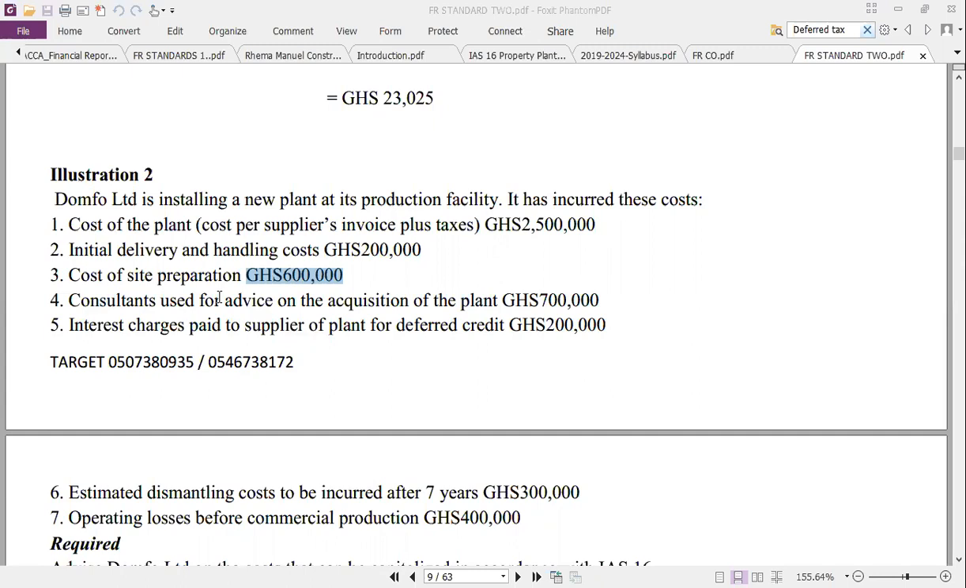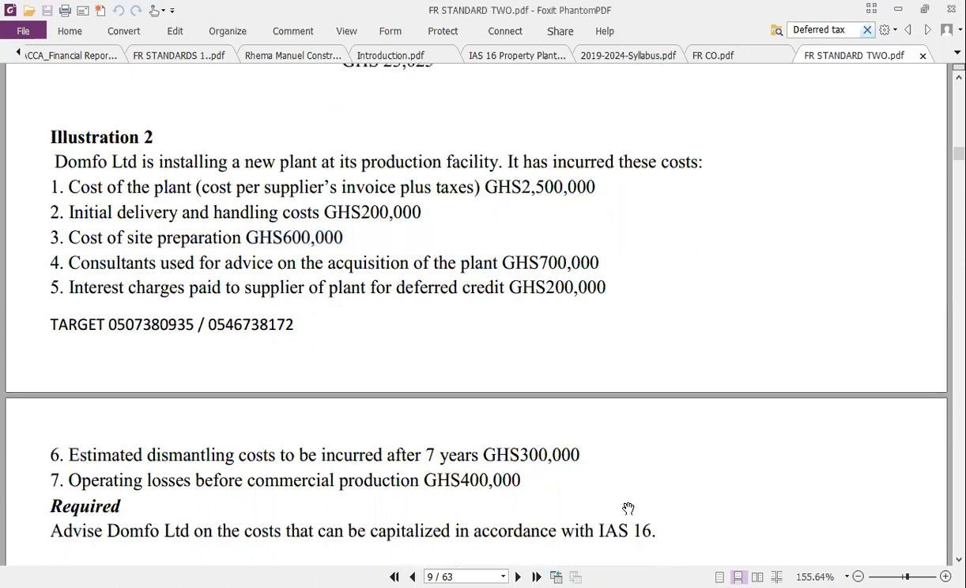Good. Now the next item is the estimated dismantle cost to be incurred after 7 years. Let's check if there is a cost of capital. When there's a cost of capital, you have to discount the dismantle cost. Estimated dismantle cost to be incurred after 7 years, 300,000.